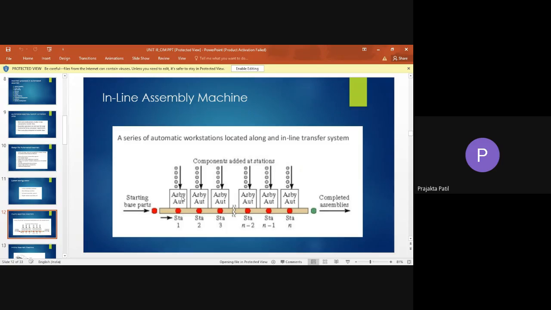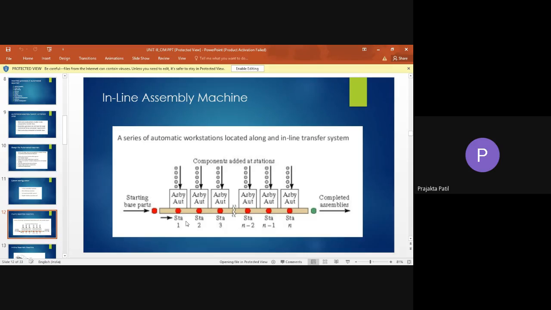ASBY represents assembly. If this was PROD, then it was a production system. AUT means automation. If it was MAN, it is a manual assembly station. If it is AUT, that means it is an assembly station which is automated. So these automated assembly stations will have these components, which are shown here, which need to be added in order to complete the product, in order to assemble the product. So this is the inline assembly machine that we have.